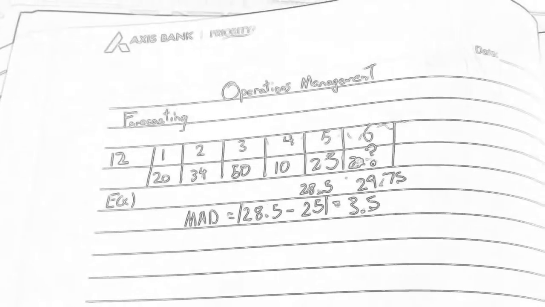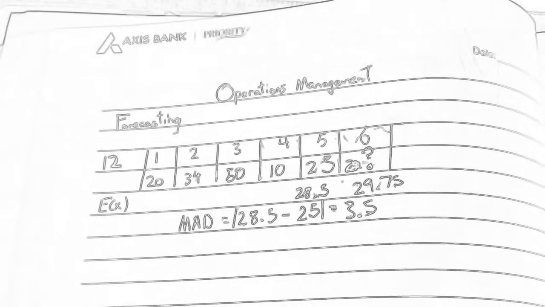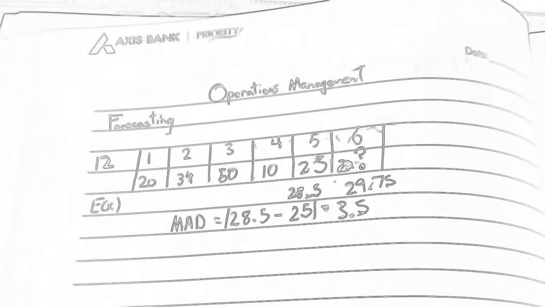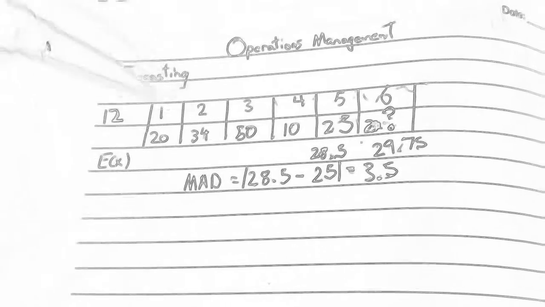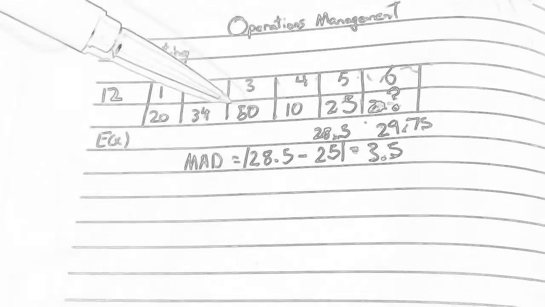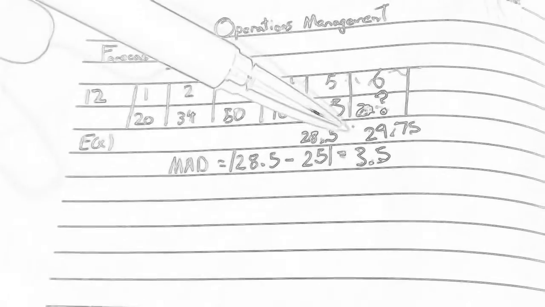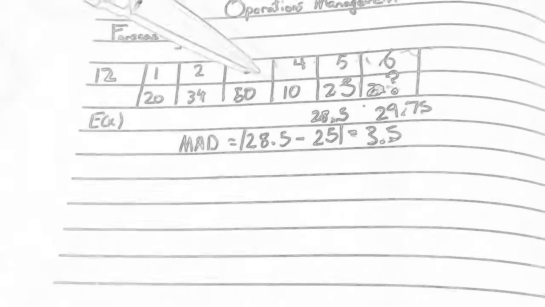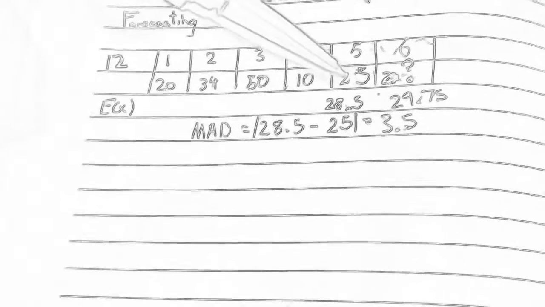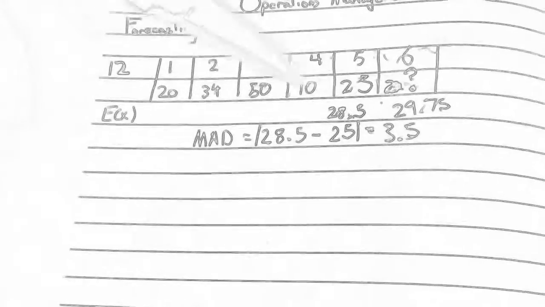In problem 12, it asks us to calculate the moving average for week 6. That involves taking the last 4 weeks of data and averaging it out to find an expected value for week 6. To do that, we take 34 plus 50 plus 10 plus 25 divided by 4, which gives you 29.75.